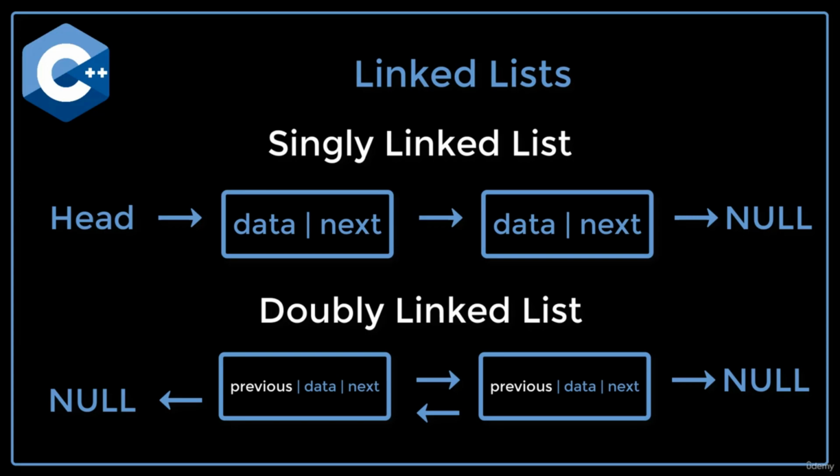A linked list is referred to as a singly linked list if the links to the nodes are in one direction. Sometimes, a linked list has links in both directions, so each node also has a field called previous. We call this type of linked list a doubly linked list.